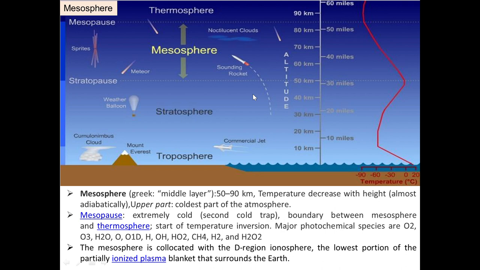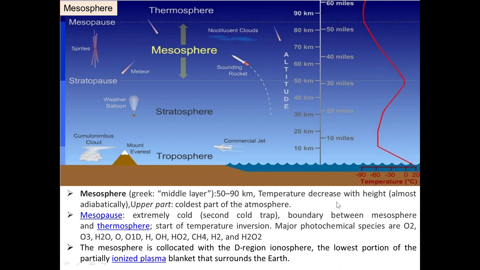Okay, then we come to the major photochemical species: oxygen, ozone, water, singlet oxygen, hydroxyl, then methane, and hydrogen peroxide, H2O2. So these are the photochemical species that are found in this layer. The mesosphere is co-located with the D region of the ionosphere, the lowest portion of the partially ionized plasma blanket that surrounds the Earth.